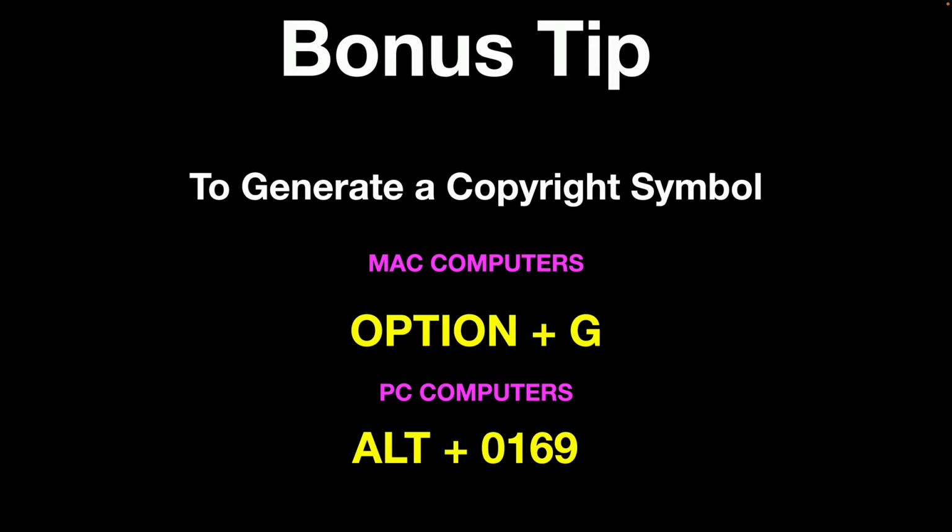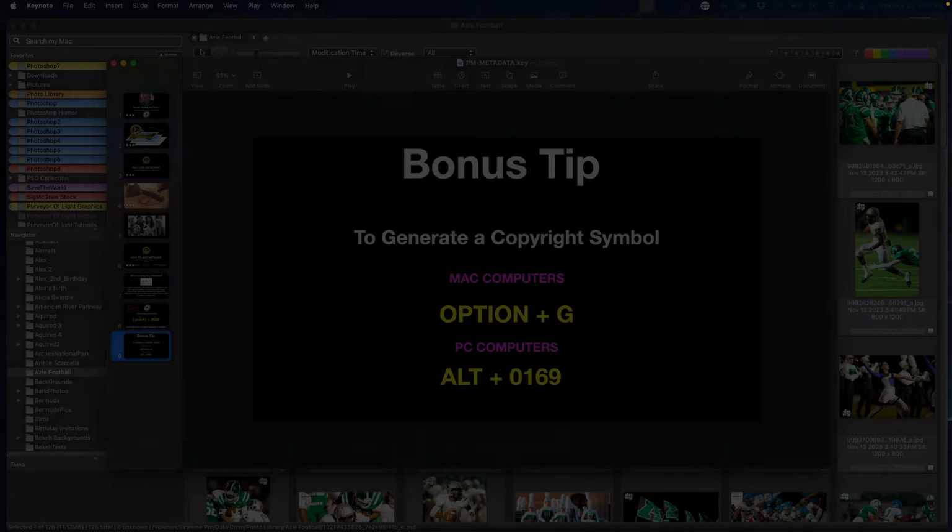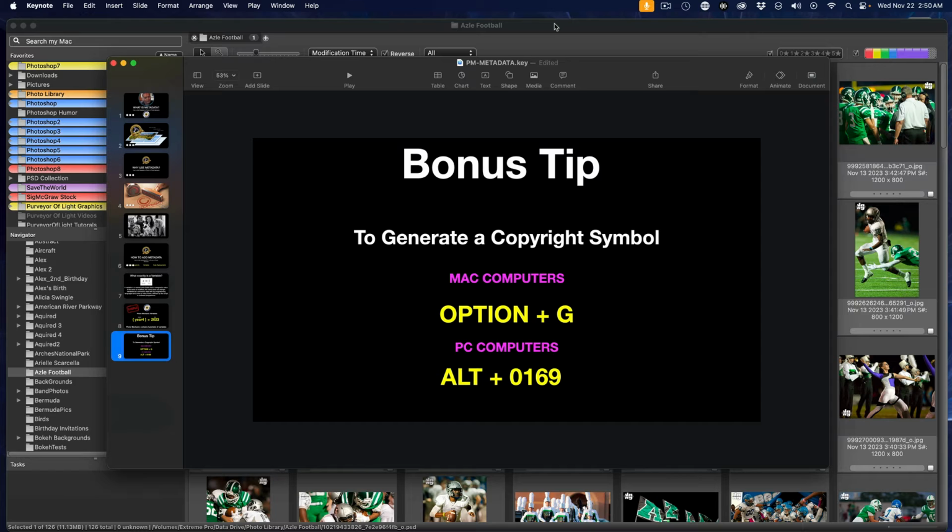If you're on a PC, you're going to use Alt 0169. Now, there's a caveat to the PC world. You've got to have a keyboard with a side keypad, okay? And then you can type it in there. For some reason, that's the only way it works on the PC. But minor discussion there. Okay, so let's go ahead and jump in here now. Let's get into Photo Mechanic, get some good information, and we'll go through here.